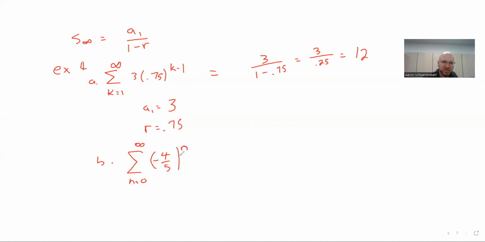So here my common ratio is negative 4/5. And G sub 1 equals 1. Anything to the 0 power is 1. So 1 over 1 minus negative 4/5 equals 1 divided by 9/5. So this is 5/9.